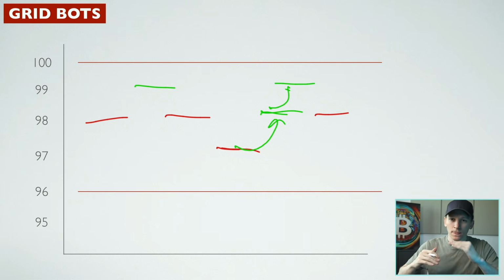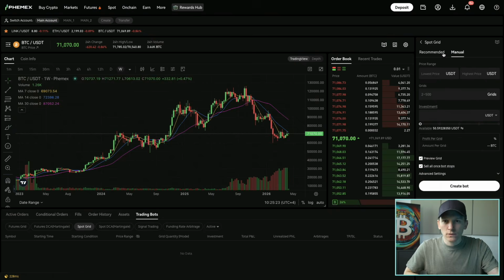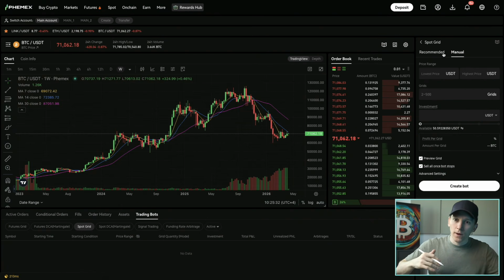So think of a grid as a buy and a sell within a price. So 98 to 99. And it will just buy, sell, buy, sell, buy, sell like this. And so you're trying to just buy and sell small amounts all the time. And this will work best if the price is sideways in comparison to buying and holding, right?